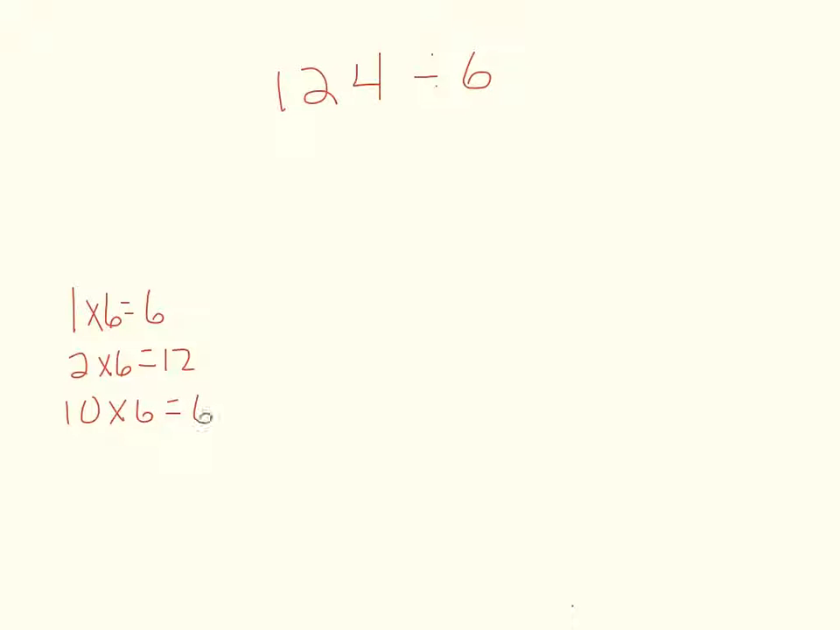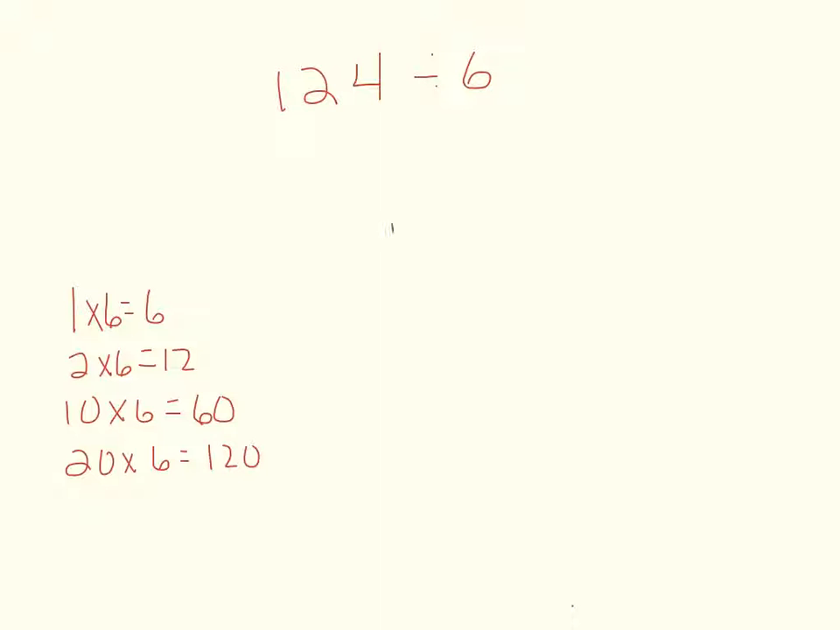All right, let's look at the problem 124 divided by 6. To start with, I'm going to make a think box, which will help me do my division. So I'm going to do 1 group of 6 equals 6. 2 groups of 6 equals 12. And 10 groups of 6 equals 60. And I'm also going to do 20 groups of 6, which is equal to 120.